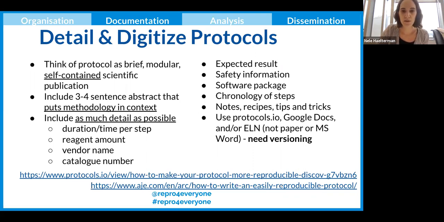So write down the amount of time that you have to incubate, or that every step takes, the amount of reagent that you use, the vendor name of that reagent, even the catalog number, so that it becomes very easy to figure out exactly what you used and how long every step took. You can include things like expected results, the safety information, what kind of software you used, if that was involved in your protocol, chronology of steps.